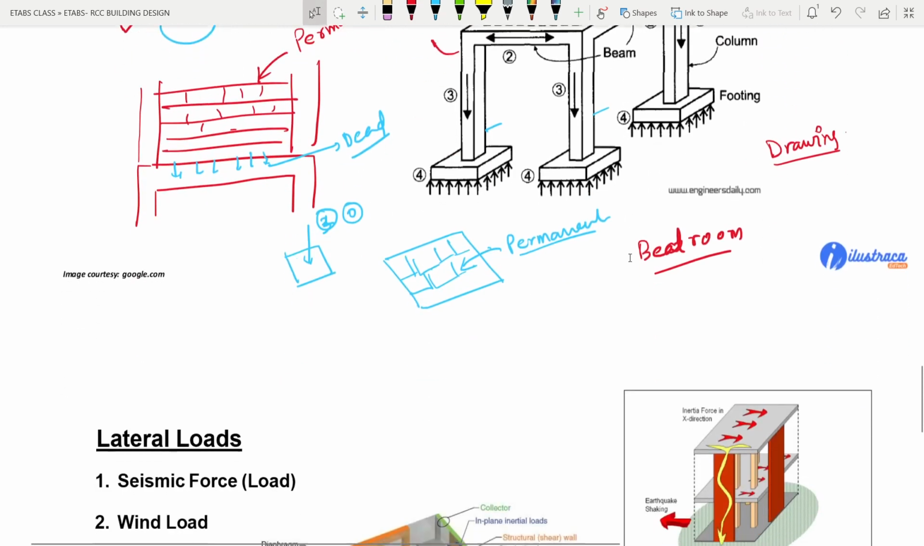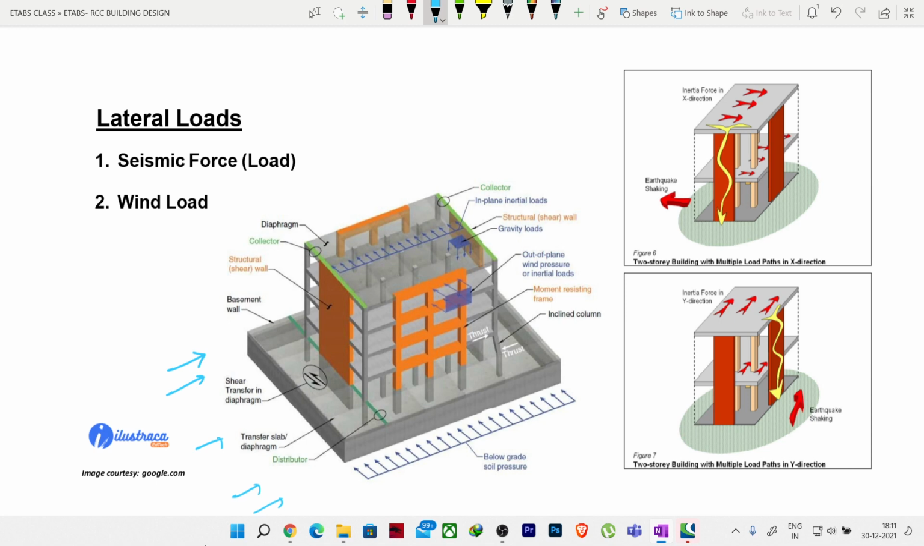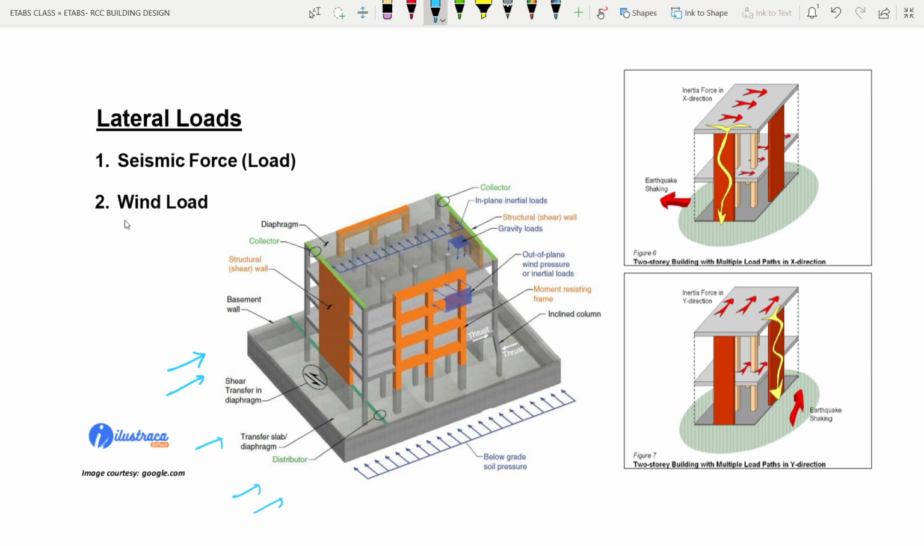Now if I go here, you can see in a building structure, there can be loads from the horizontal direction also. Now what are the loads that we may get from the horizontal direction? First, I should write the wind load at the first, because this is the load we see commonly every day.